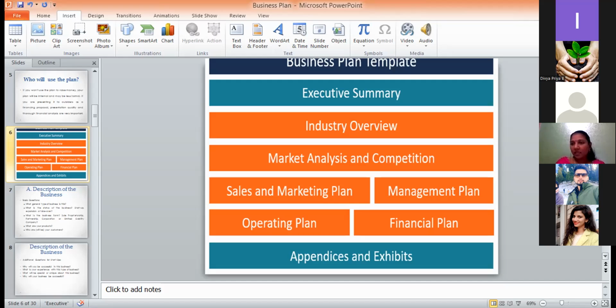So this is the template of a business plan. So first thing is executive summary. It should contain executive summary. Next is industry overview, market analysis and competition, sales and marketing plan, management plan, operating plan, financial plan, and appendix and exhibits.